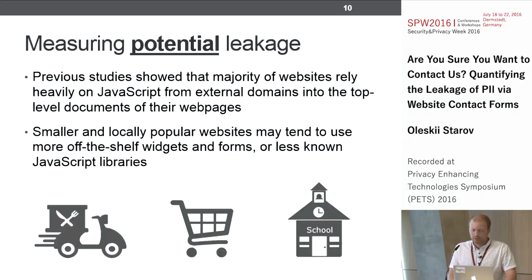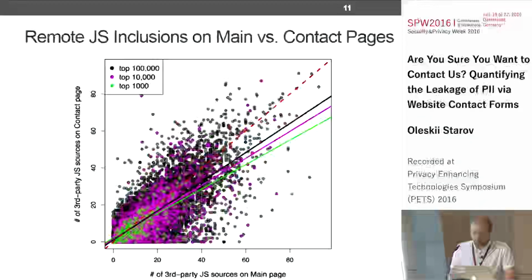And here we have two ideas. From previous studies, we know that the majority of websites nowadays include lots of JavaScript from third-party domains. This is a real potential leakage. This is heavy trust that's going on. Another assumption that we had is that smaller and lower-ranked websites may tend to use more off-the-shelf widgets for form builders. And that's why the reputation of these third parties can also be questionable. So we tested these two ideas.